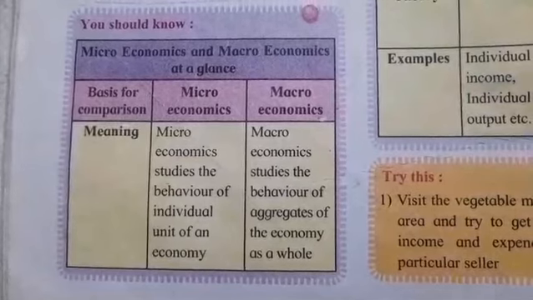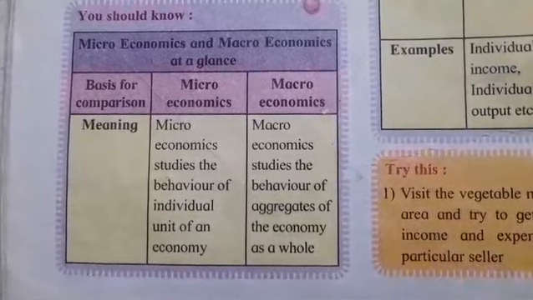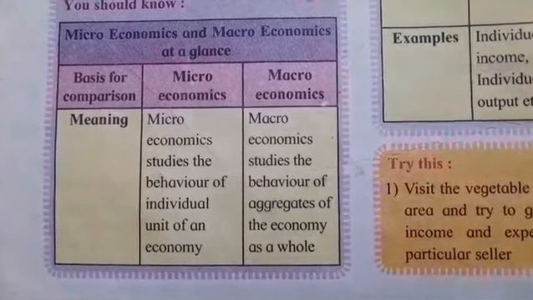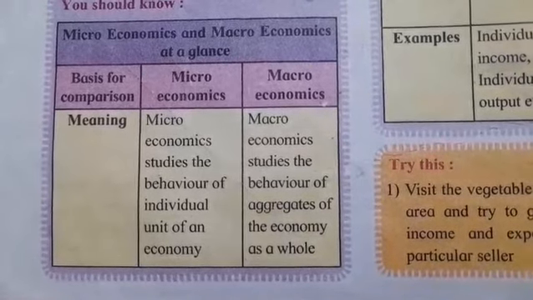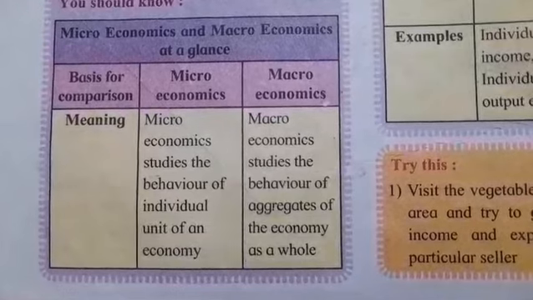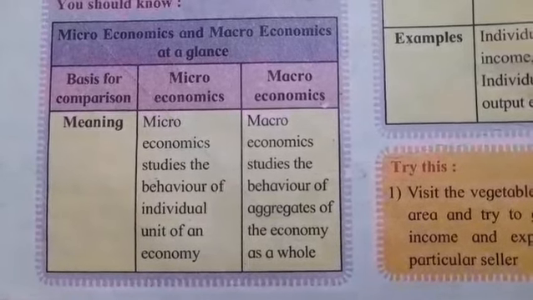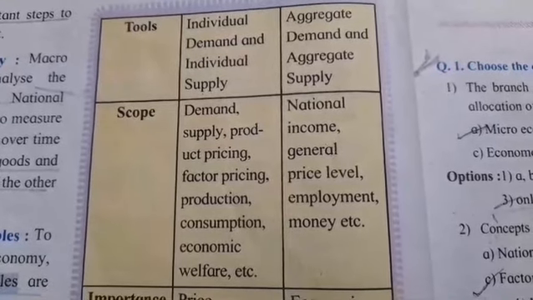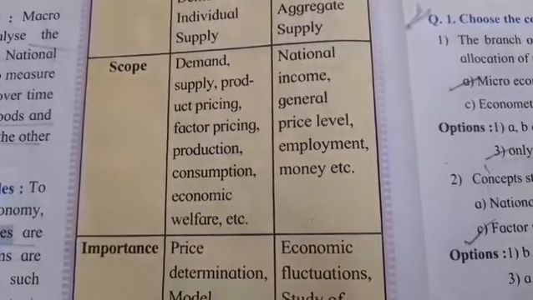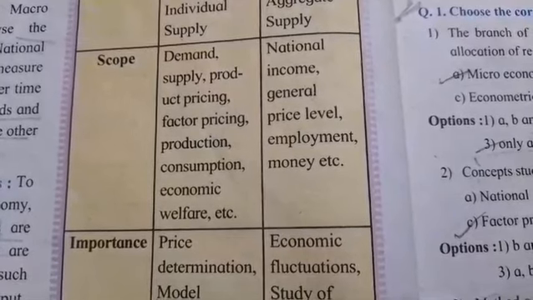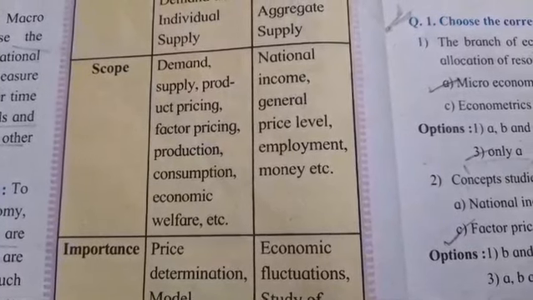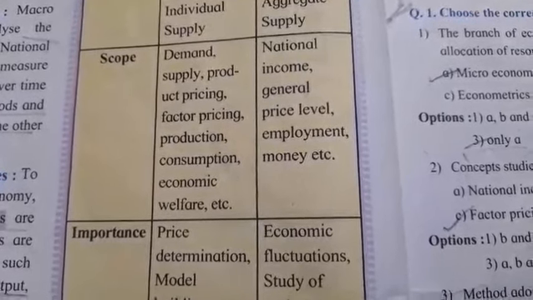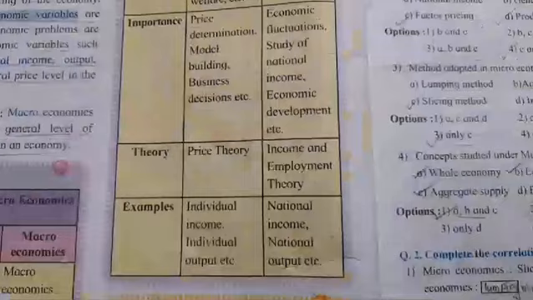You should know microeconomics and macroeconomics at a glance. Meaning: microeconomics studies the behavior of individual unit of an economy. Macroeconomics studies the behavior of aggregates of the economy as a whole. Tools: individual demand and individual supply; aggregate demand and aggregate supply. Scope: demand supply, product pricing, factor pricing, production, consumption, economic welfare, etc. National income, general price level, employment, money, etc.